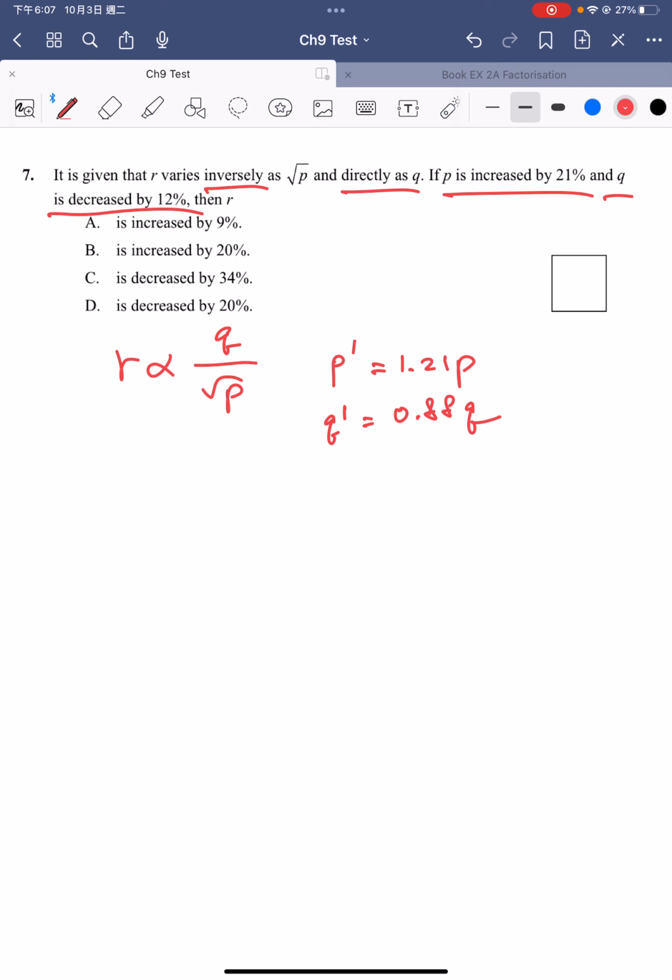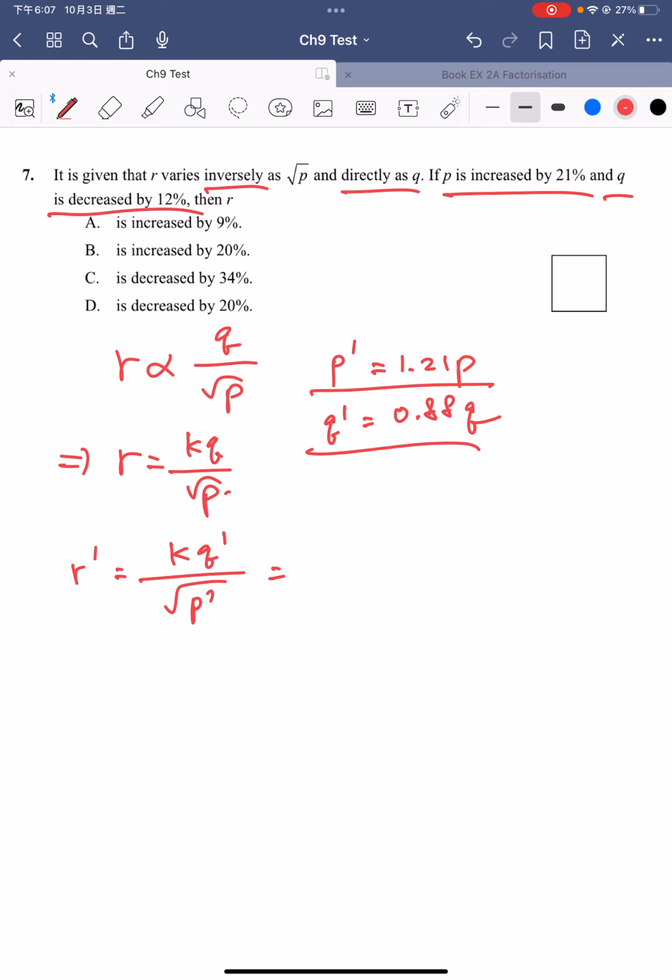Then we can say that r is equal to kq divided by square root p. Then we can say the new r is equal to k times new q divided by the square root of new p. Then we substitute these two values into our equation here. We can say this is equal to k times new q, which is 0.88q, divided by the square root of the new p, so the square root of 1.21p.